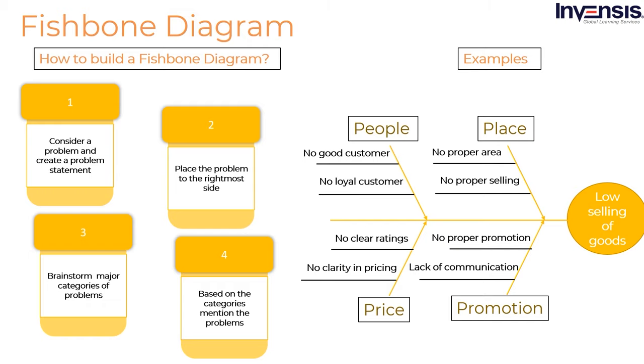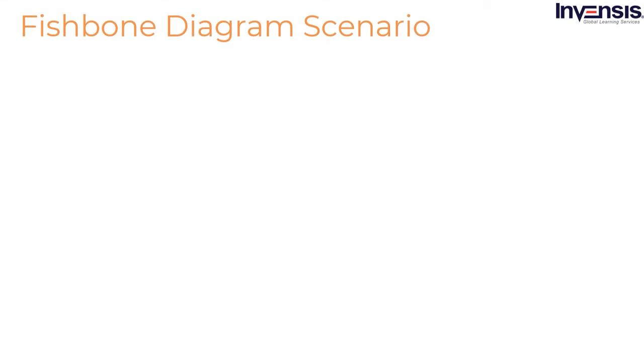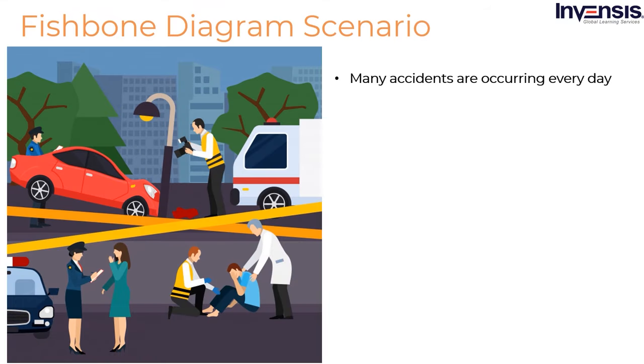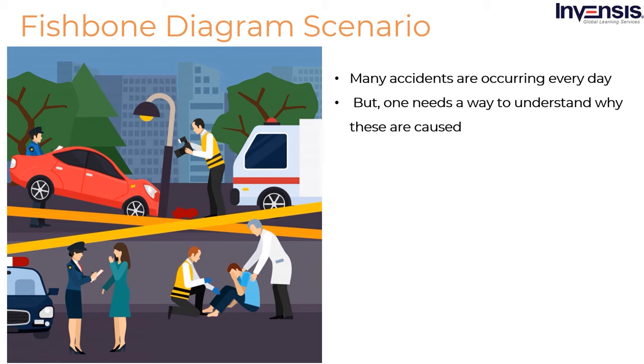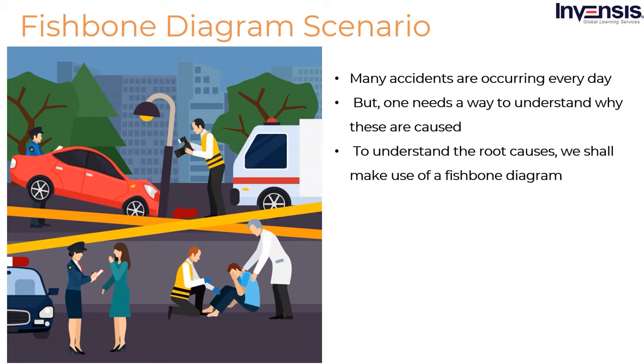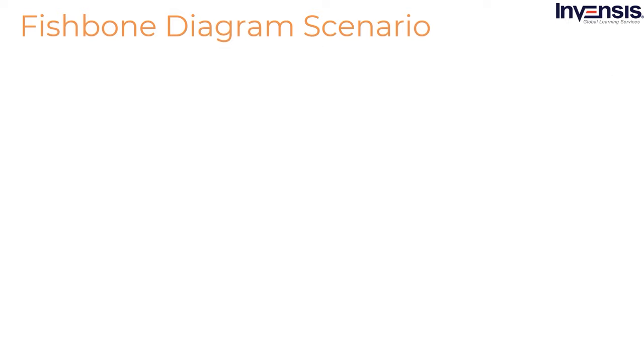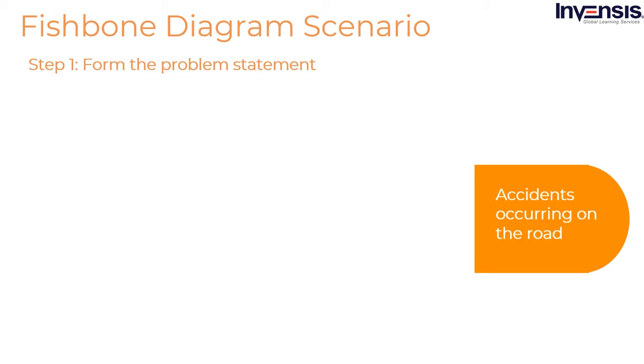Now to make you all understand even better, let us consider a real-time example. You are aware that many accidents are occurring every day. But, one needs a way to understand why these are caused. To understand the root causes, we shall make use of a fishbone diagram. So, how to start? According to our discussion previously, we must first consider the problem. In this scenario, the occurring of accidents is the problem, or what you can call the effect.